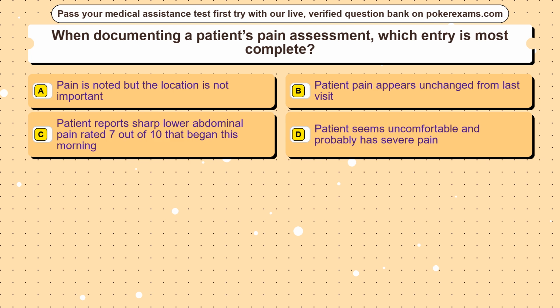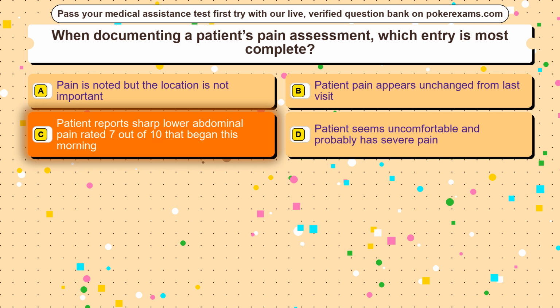Question 57. When documenting a patient's pain assessment, which entry is most complete? Option A, pain is noted but the location is not important. Option B, patient pain appears unchanged from last visit. Option C, patient reports sharp lower abdominal pain rated 7 out of 10 that began this morning. Option D, patient seems uncomfortable and probably has severe pain.